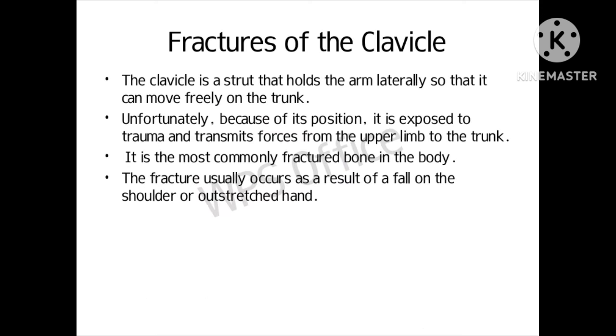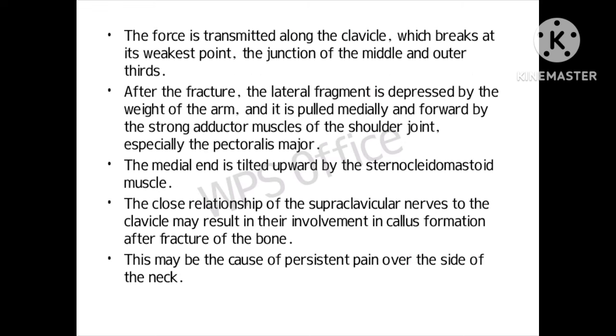The fracture usually occurs as a result of a fall on the shoulder or outstretched hand. The force is transmitted along the clavicle, which breaks at its weakest point, the junction of the middle and outer thirds. After the fracture, the lateral fragment is depressed by the weight of the arm, and it is pulled medially and forward by the strong adductor muscles of the shoulder joint, especially the pectoralis major. The medial end is tilted upward by the sternocleidomastoid muscle.